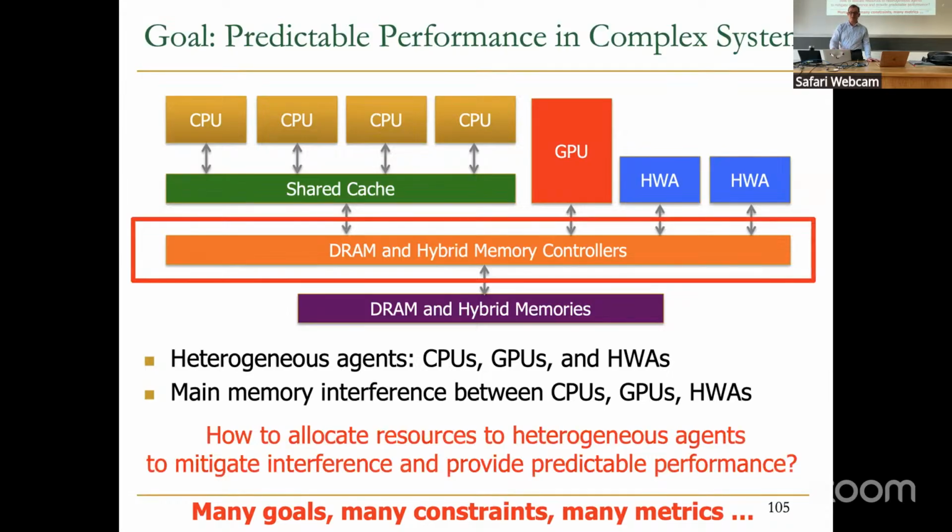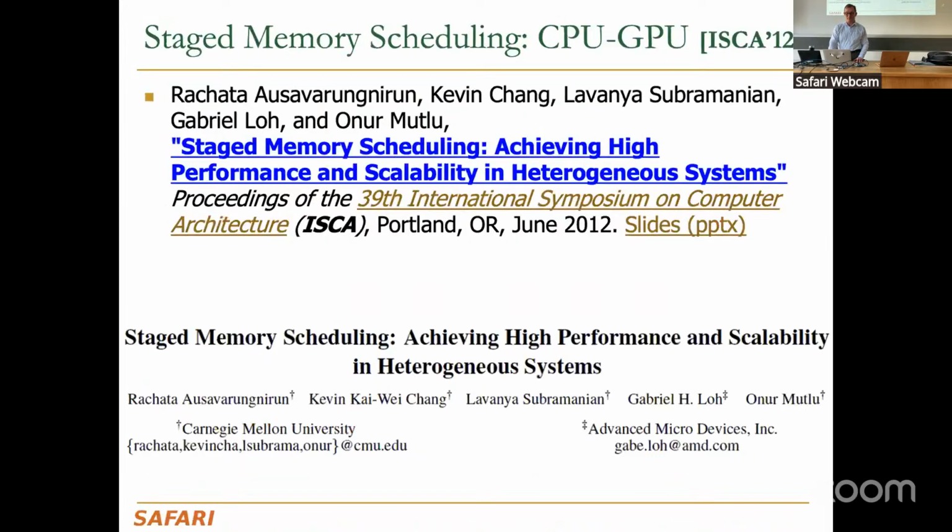The question, of course, becomes: how do you allocate these memory resources to these heterogeneous agents? And how do you mitigate interference? And how do you provide predictable performance for the applications that need it? And this is a very fundamental problem that people have tried to tackle. And we're going to see some solutions to it in later parts of the course.